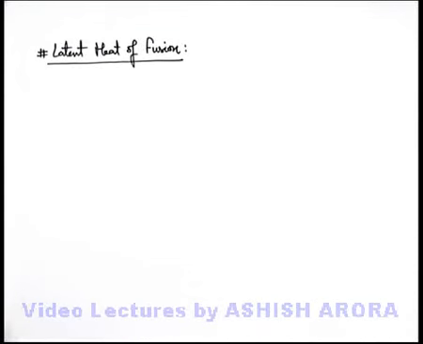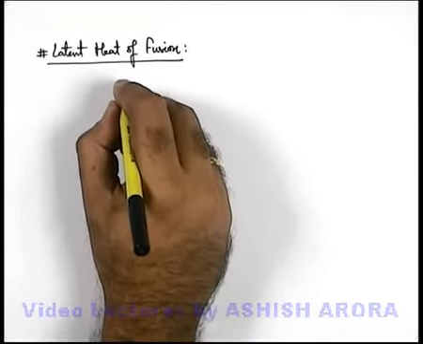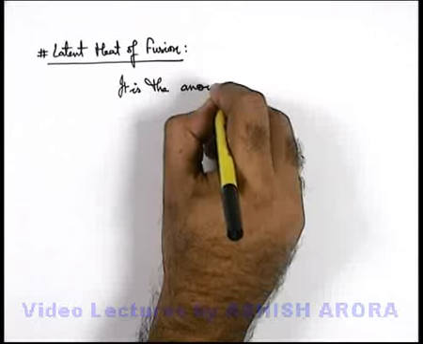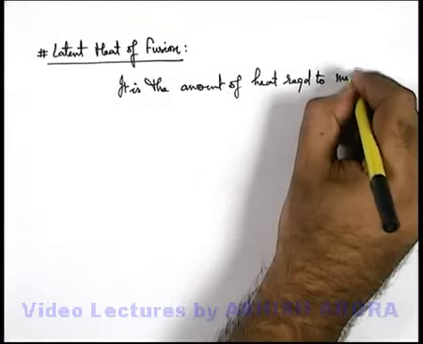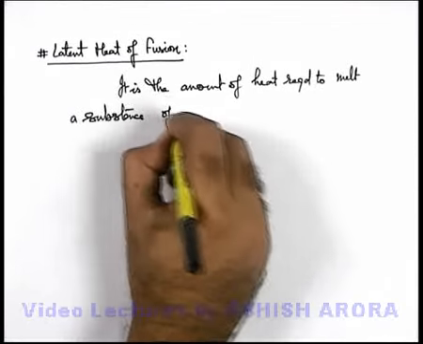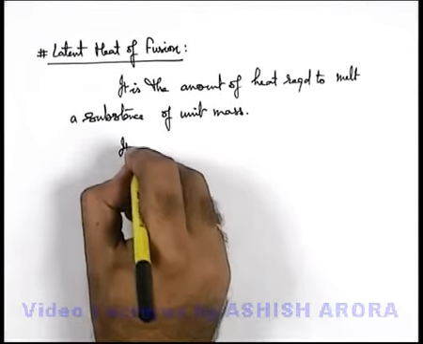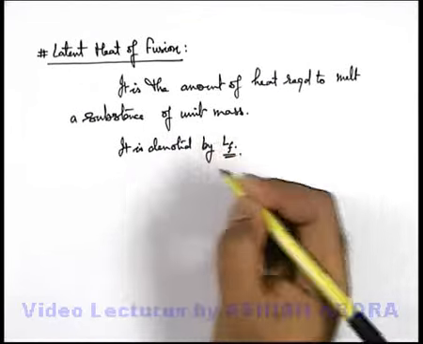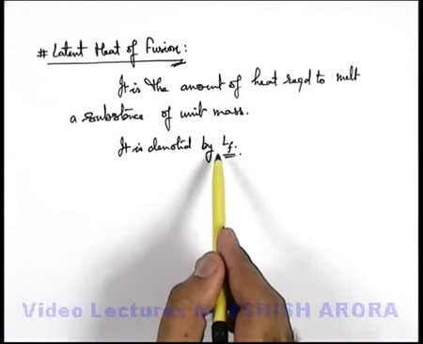In the process of melting, another important term is latent heat of fusion, and we can define this latent heat of fusion as the amount of heat required to melt a substance of unit mass. It is denoted by LF. This is termed as latent heat of fusion and denoted by LF.